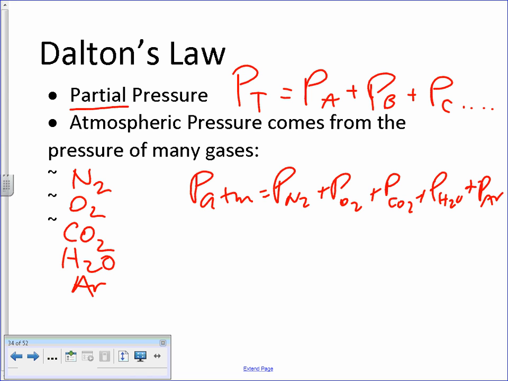What does argon do? Nothing. It's just chilling. It's very inert. It's unreactive. Okay, so that's Dalton's law for you.